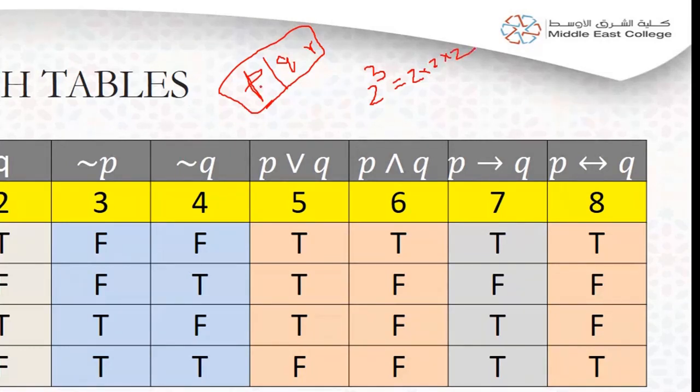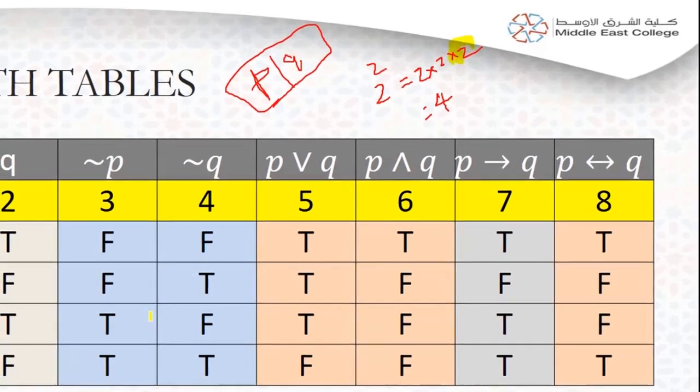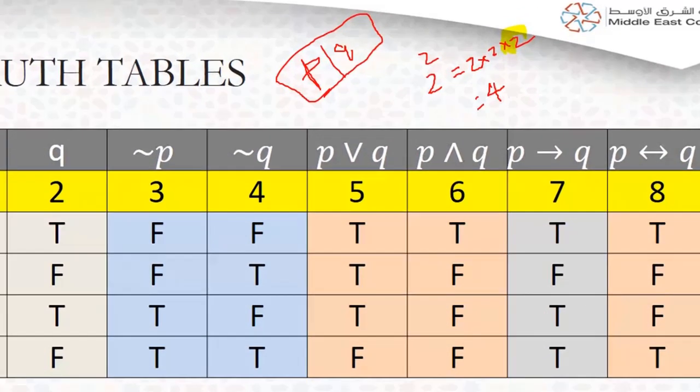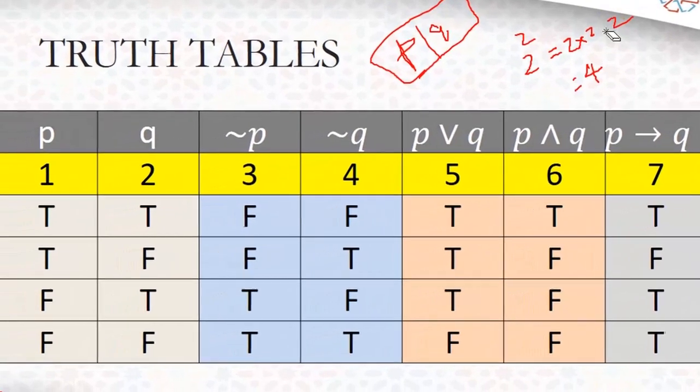Here we have only two variables, P and Q. You will have 2 power 2, so 2 power 2 is equal to 4. That is 2 multiply 2, so the answer is going to be 4 for us. So this is how you should choose the number of rows first. First fix how many rows, then based on that we are going to fill in the elements here.